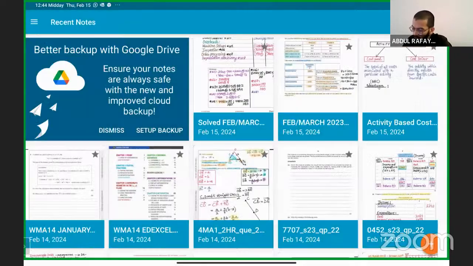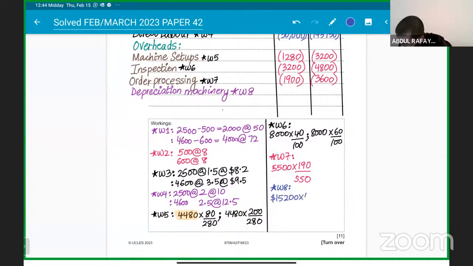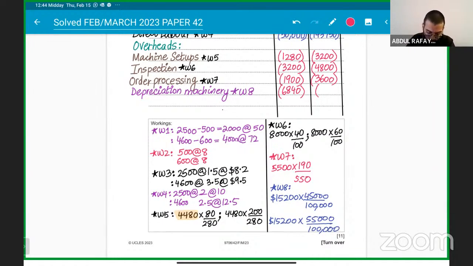Understood? So it will be 15,200 into 45,000 divided by 100,000 and 15,200 into 55,000 divided by 100,000, and that will give us the answer for the split of the overheads for product A and product B. So I'm getting 6,840 for this one, students, and for this one it should be just a subtraction as well. So 8,360. Okay, got this clear? Understood? Any problem? Let me know.